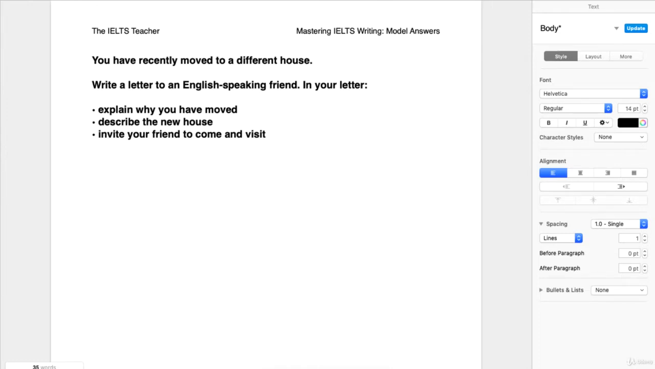So as you can see, this is a much shorter task than many of the other tasks that we're going to look at. Much shorter than most tasks, to be honest, in IELTS writing general training, task 1. But they do sometimes come up, so we need to know how to adapt to this specific kind of challenge.